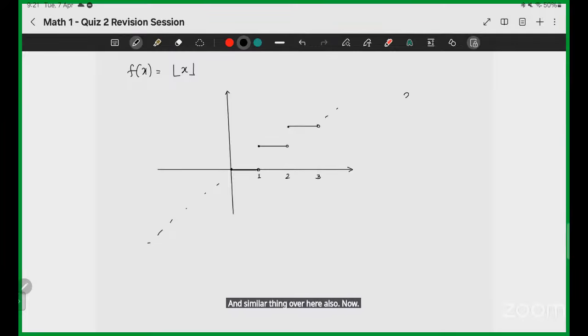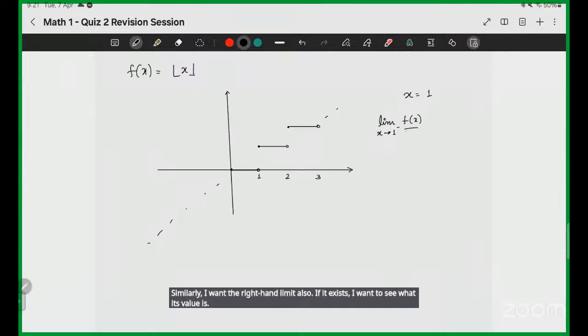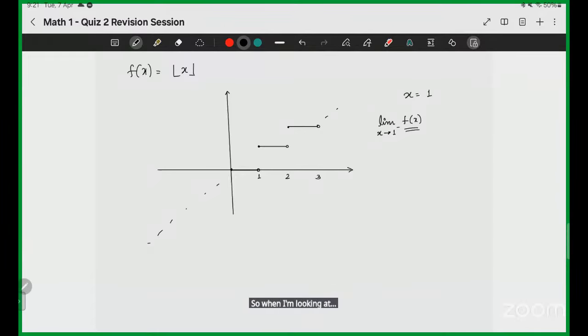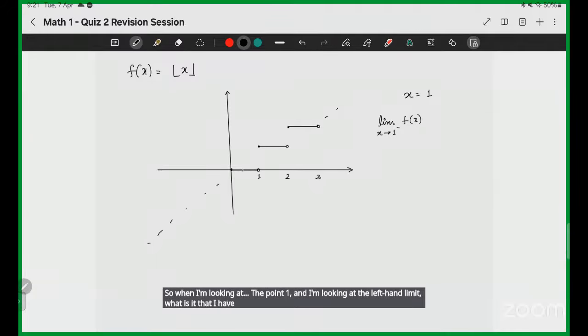Now let us take x is equal to 1. I want to know what the limit as x goes to 1 minus of f of x is. Similarly, I want the right-hand limit also. If it exists, I want to see what its value is. So when I'm looking at the point 1 and the left-hand limit, I have to consider the points which are to the left of 1.